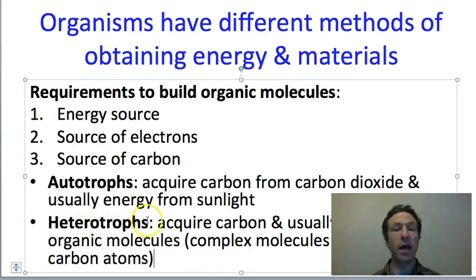In contrast, heterotrophs are organisms that acquire their carbon, and typically their energy as well, from already existing organic molecules. Remember, we've defined this in other lectures, but organic molecules are complex molecules that already have multiple carbon atoms. So when a heterotroph acquires some of these molecules, it will break them down in a process that releases energy. The heterotroph can then use that energy for its needs, and it can use the carbon that's released to build new molecules.